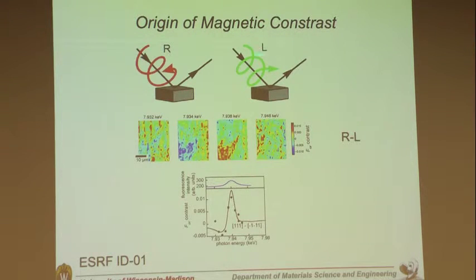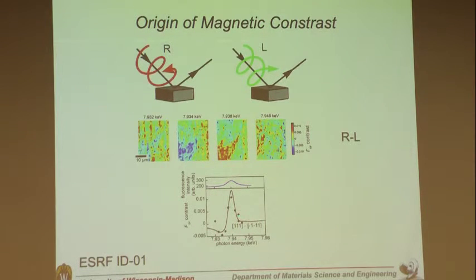So here's the origin of the magnetic contrast. This is the right and the left polarization just drawn out for you. This is a map of the same region at different photon energies, 7.932, 7.934, and so on. You can see the same feature here looking dark that looks bright here. And that's just sweeping through the resonant energy. And the contrast depends on the energy, so if you map out the difference between this and that area versus energy, you get these points. And you plot that versus a prediction of what the magnetic scattering should be by Yves Joly in Grenoble. And you get this predicted curve here.